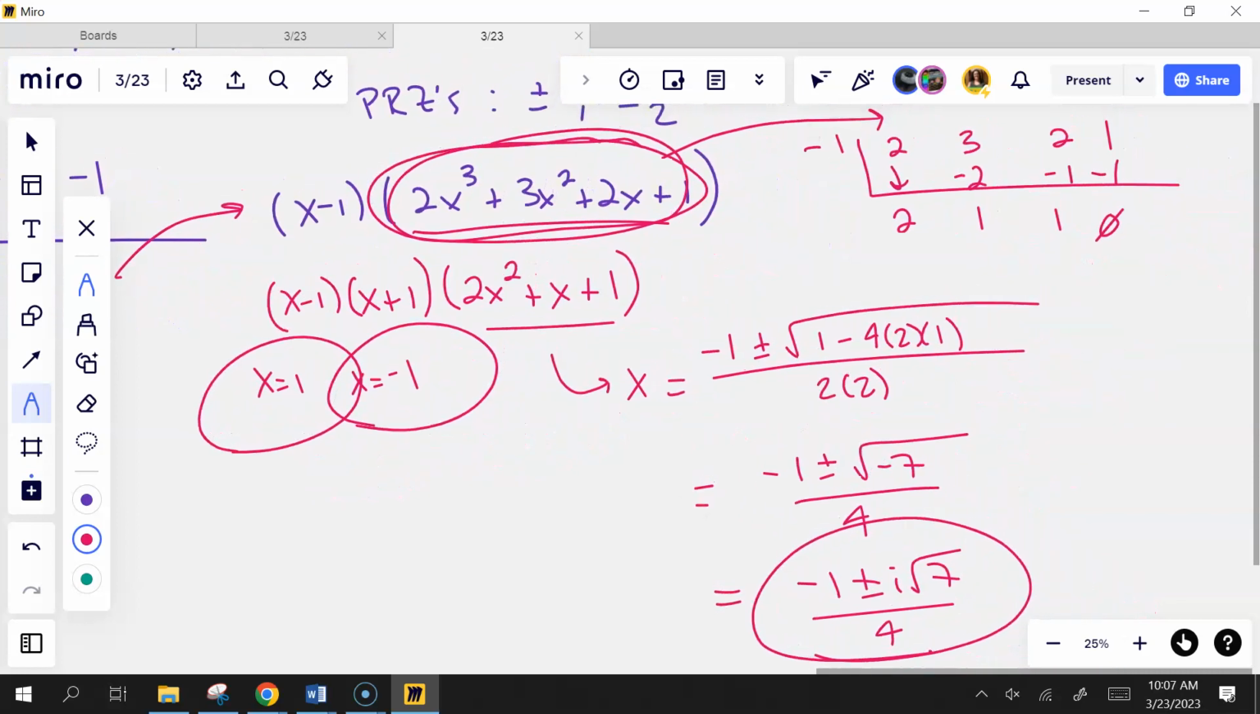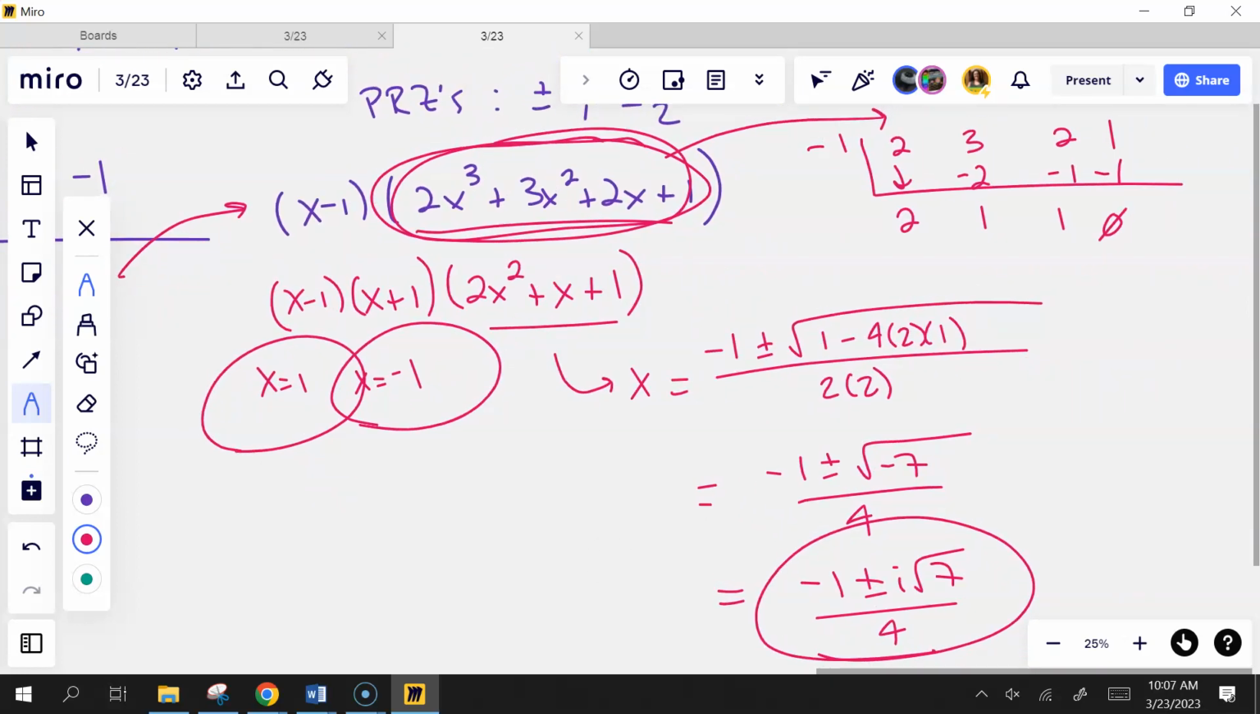Double PRZ with quadratic formula. That is as hard as it gets, though. It's double PRZ quadratic formula. I know. You look so excited.